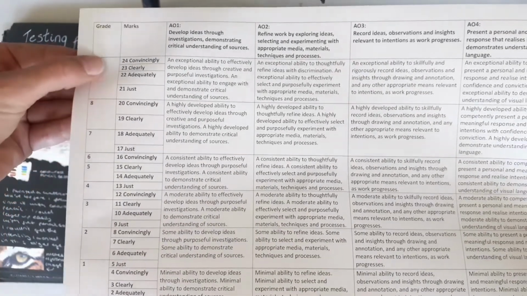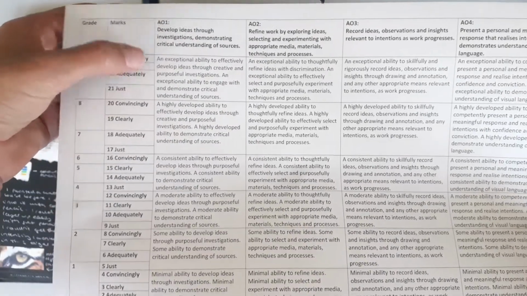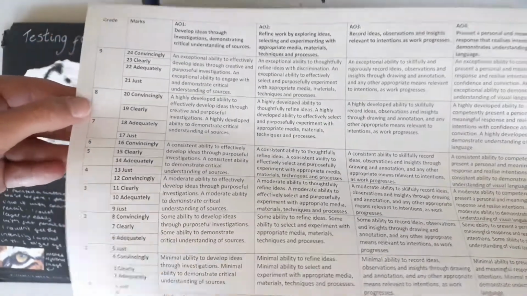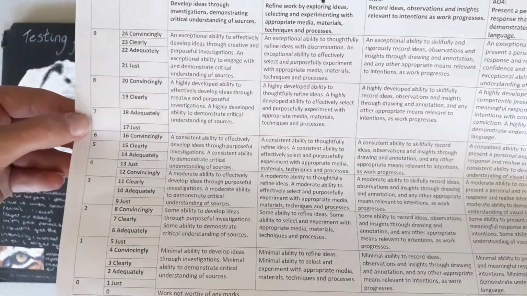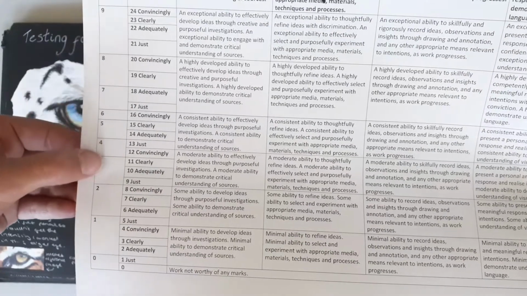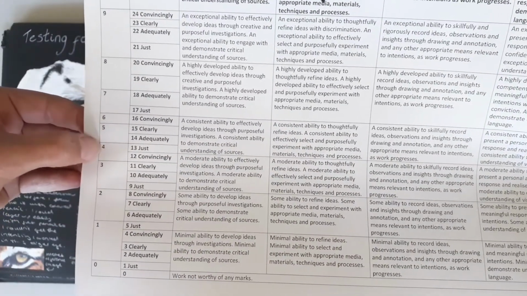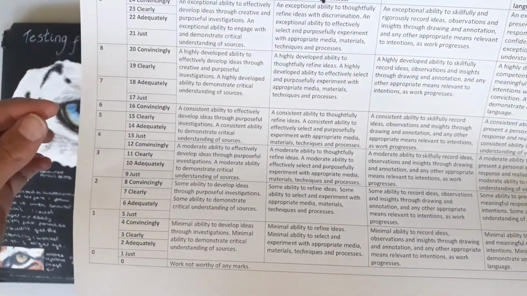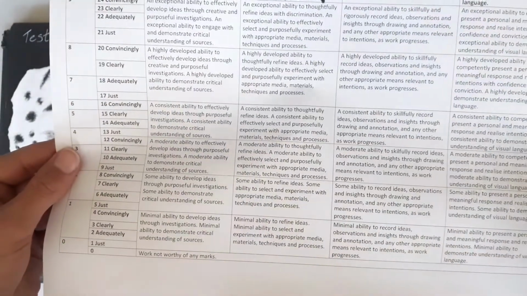So here, this top box here is pretty much for the 9s. So an exceptional ability is a 9. The top of the highly developed box, you're looking at an 8, the bottom of it a 7, and then in this box you've got kind of a crossover of 3 grades. So really 4, 5 and 6, there's very few marks in between. There's not a lot of difference between those.